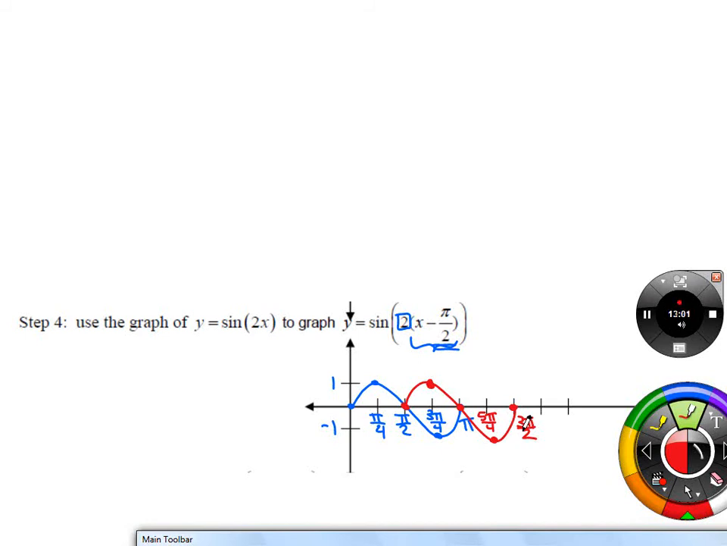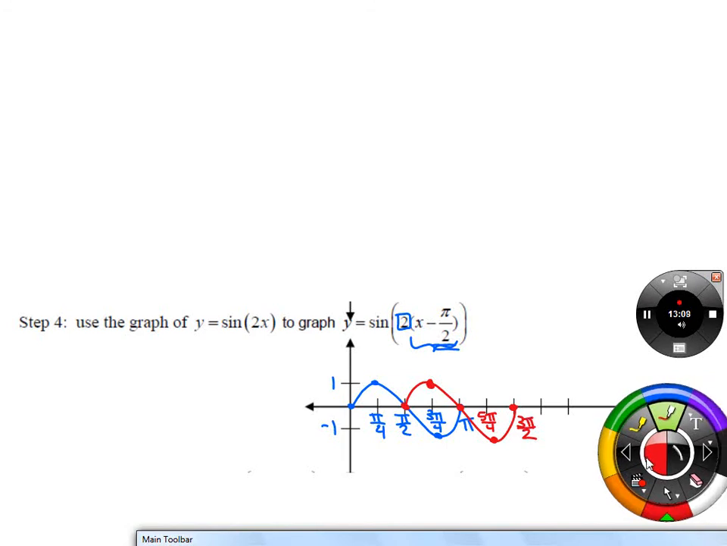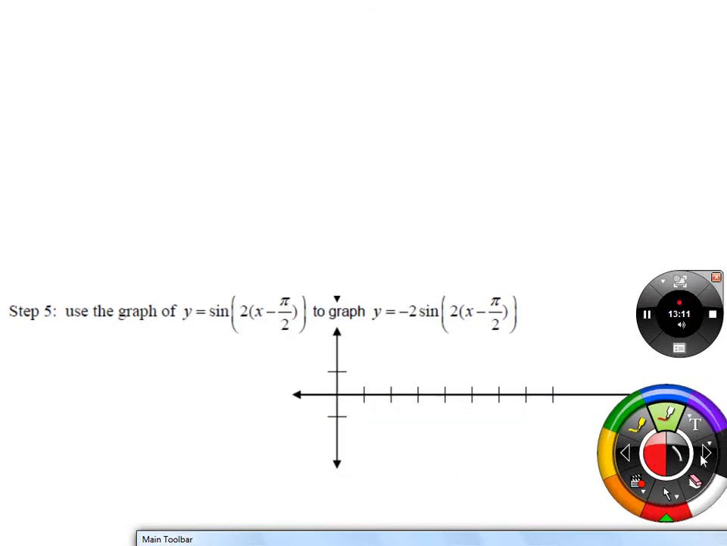Okay? So I did my translating. We're done with everything in here, which means we're done with our horizontal stuff. And we're going to move on to our vertical stuff. All right. So the next thing we're going to do is these two transformations together. So let me recap what you guys have right now on your paper.